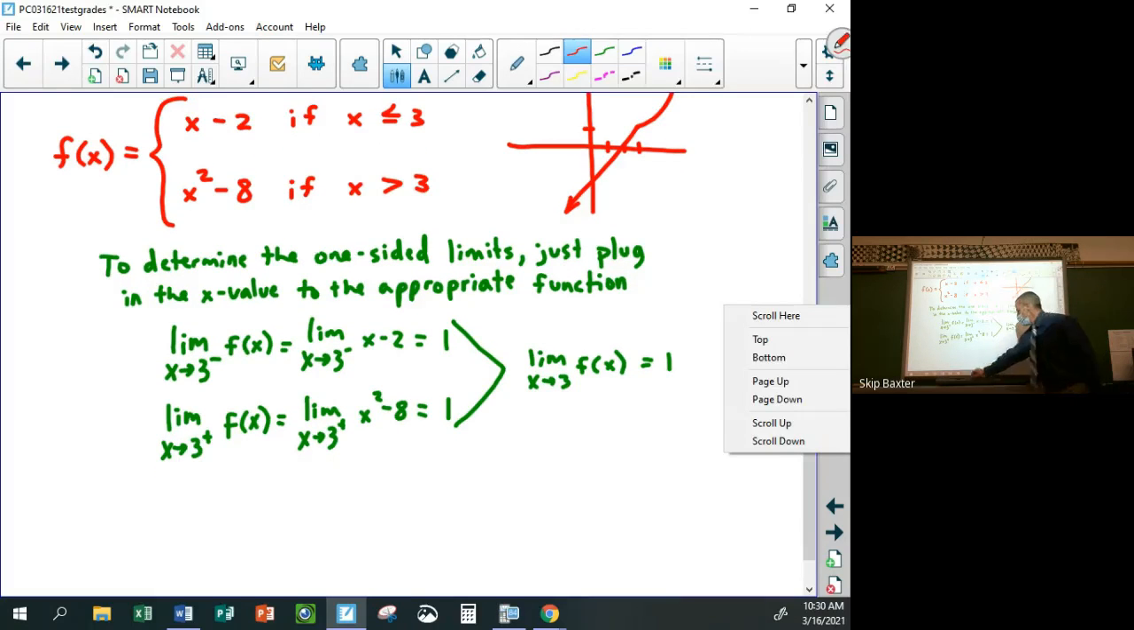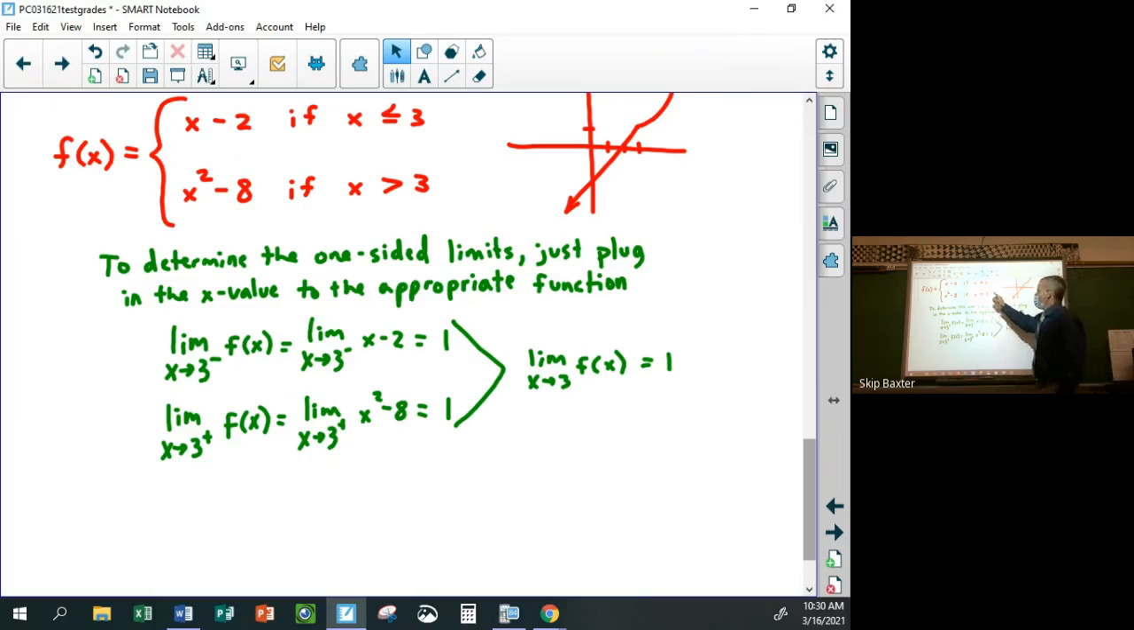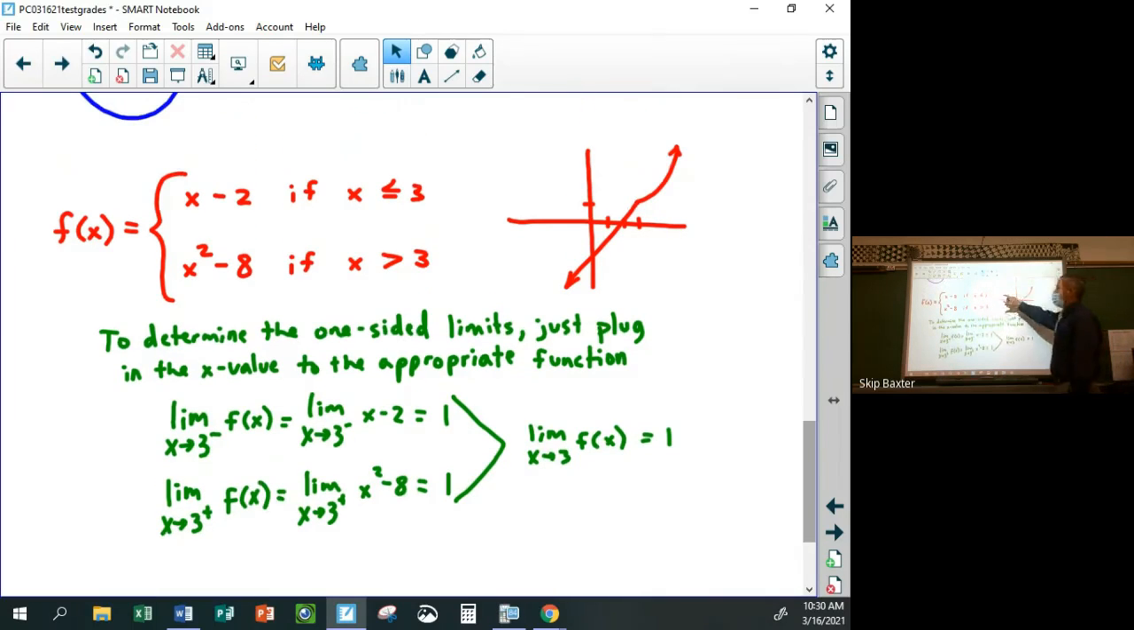Okay? The summary is, if you're trying to find the limit as x goes to the point where the function changes, which is 3 in this case, just plug 3 in there and plug 3 in there. If you get the same answer, then that's the limit. If you get different answers, then the limit doesn't exist.